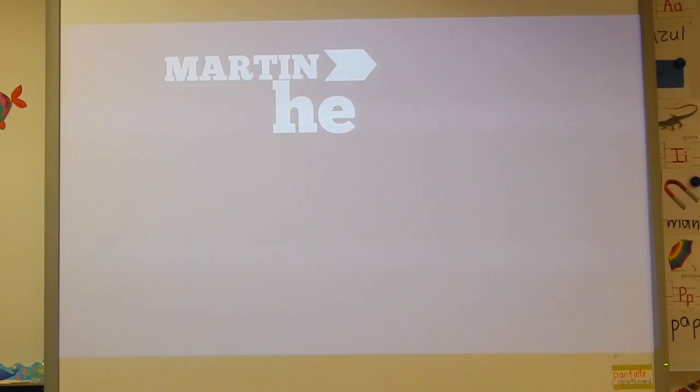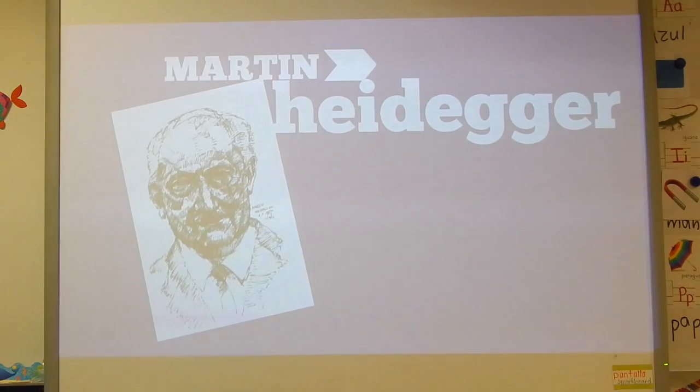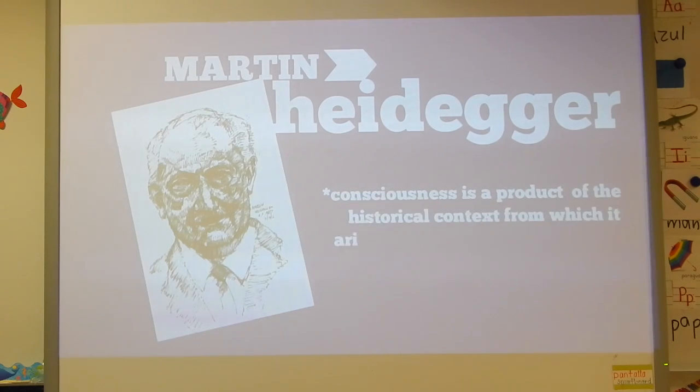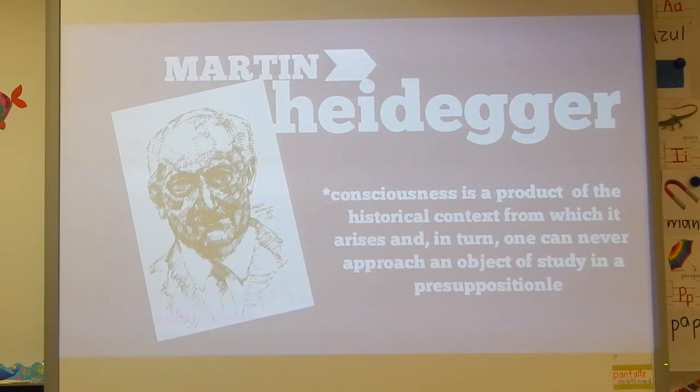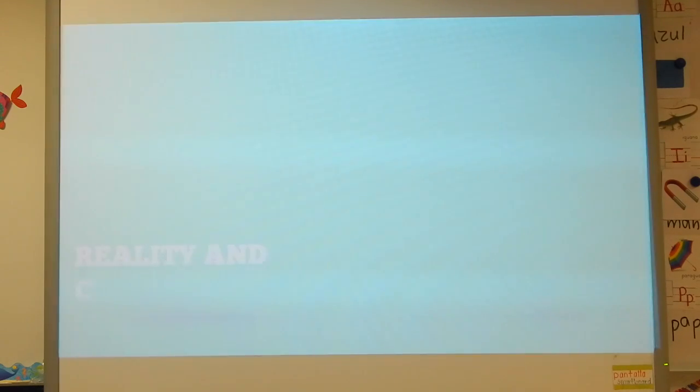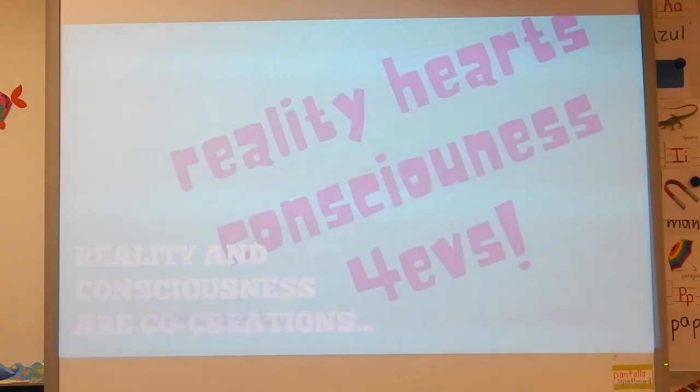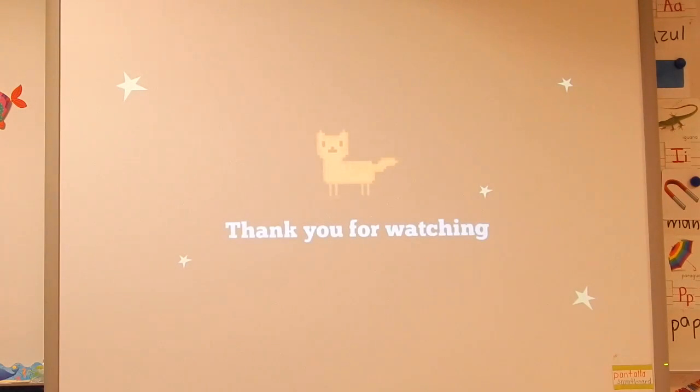For Heidegger, consciousness is a product or construction of the historical context from which it arises, and in turn, one can never approach an object of study in a presuppositionless form. That is, objects of study cannot be neatly separated from their contexts, nor should they be. Reality and consciousness are co-creations, and because of this, human understanding always arises from the relationship between the two acting upon each other. Thank you for watching.